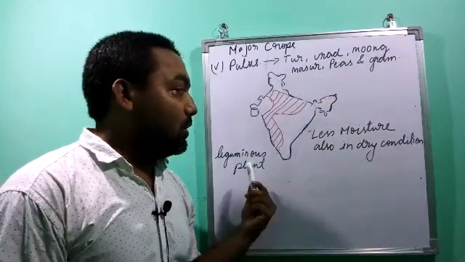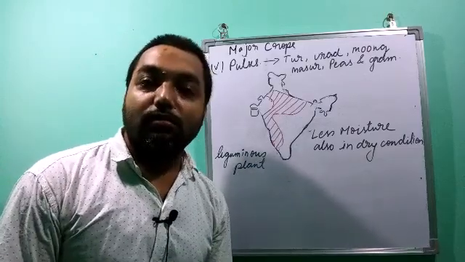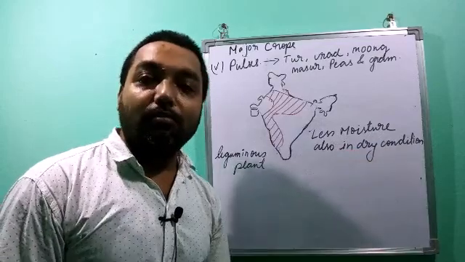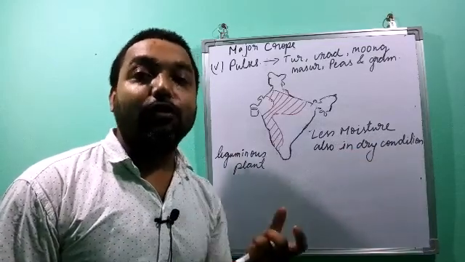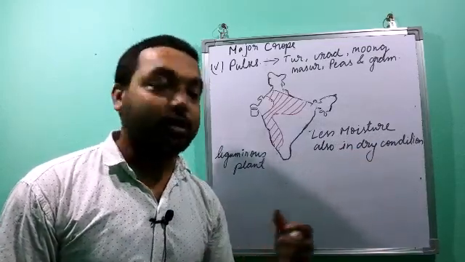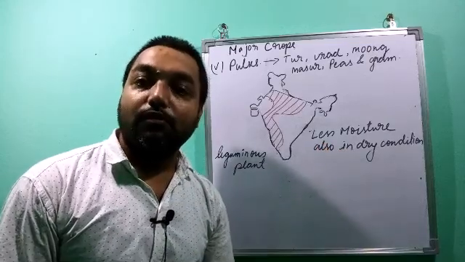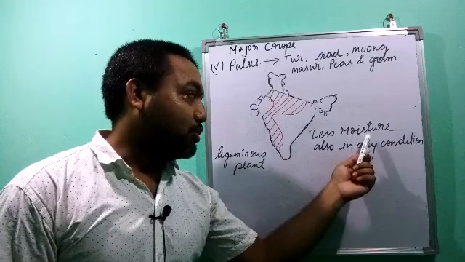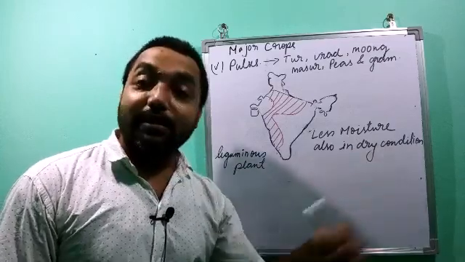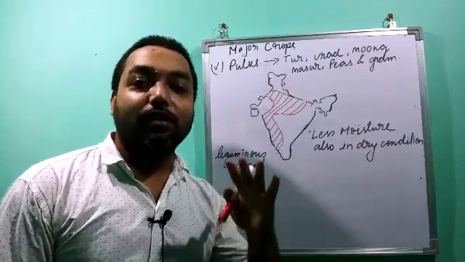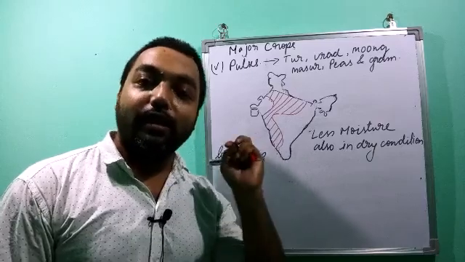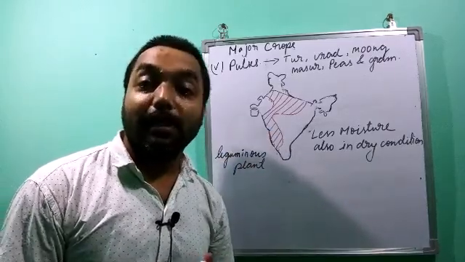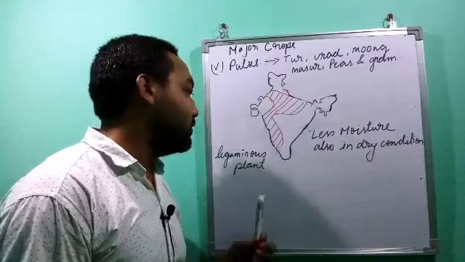The type of climatic condition needed to grow them is less moisture, less rainfall. They don't need much rainfall, because this type of crop grows well in areas where there is less rainfall. They can survive in dry conditions also. Even if moisture is less, if artificial irrigation is provided, this type of crop can grow very well.